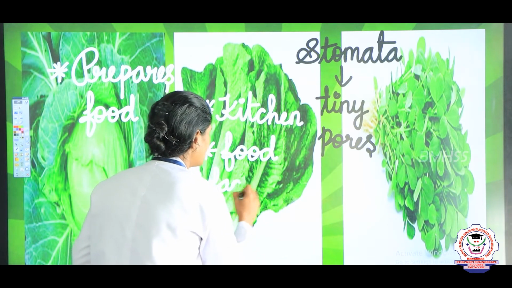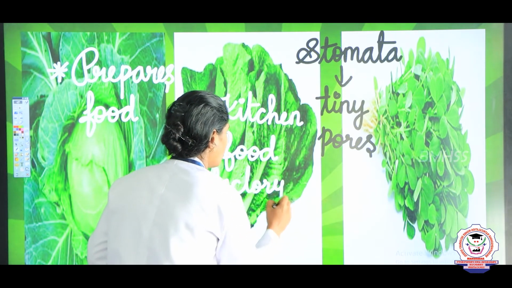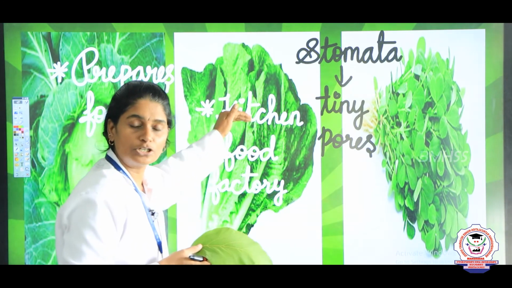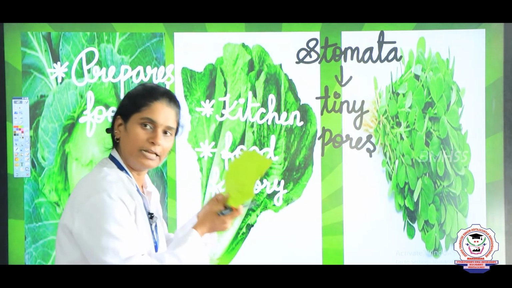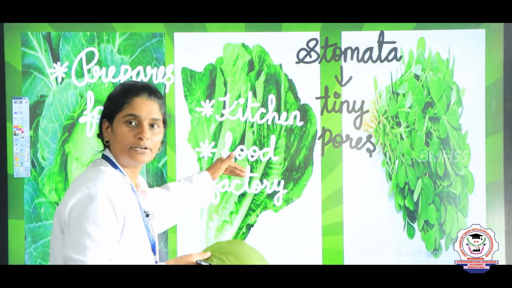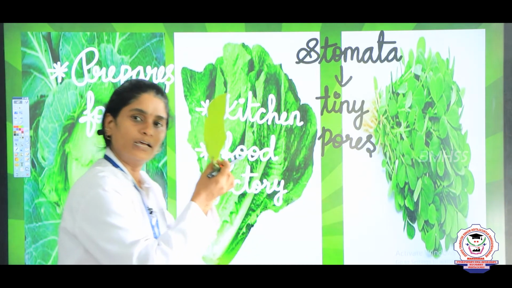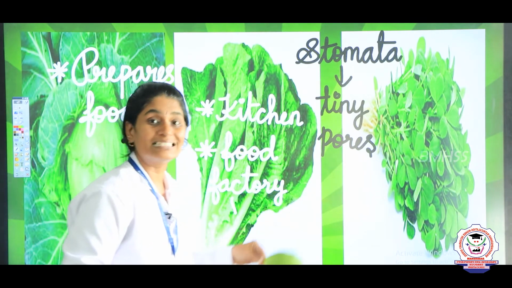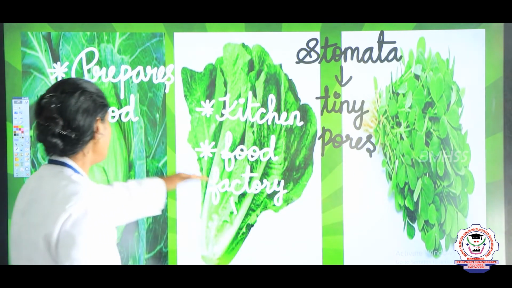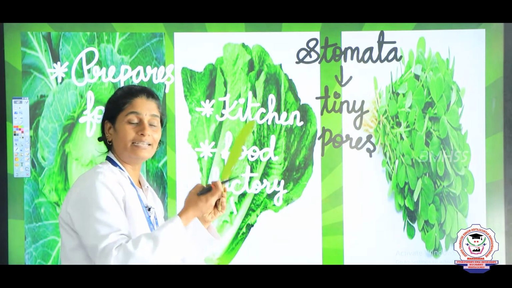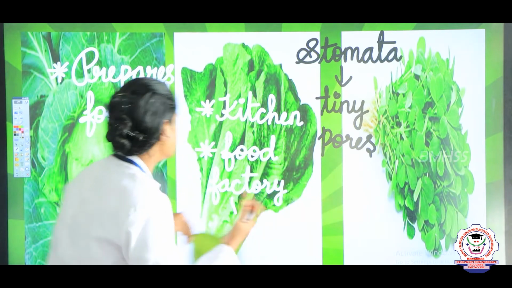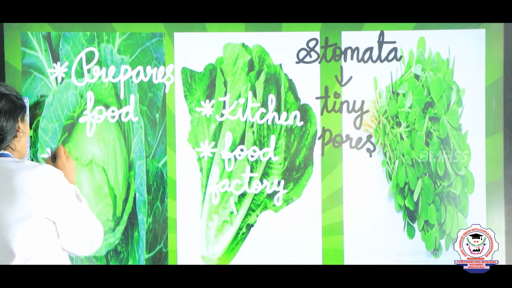In your 1 mark question they may ask what is the kitchen of the plant, so you have to write leaf, or what is the food factory of the plant, you have to write leaf. The leaf prepares the food with the help of sunlight, water and carbon dioxide, and also the leaf gives out the oxygen.